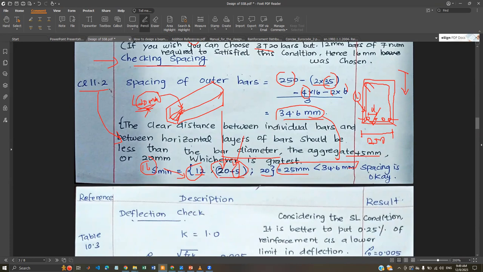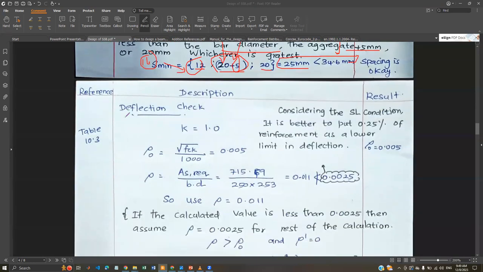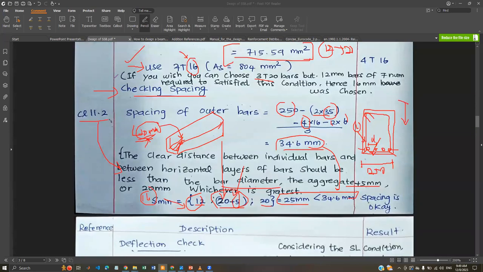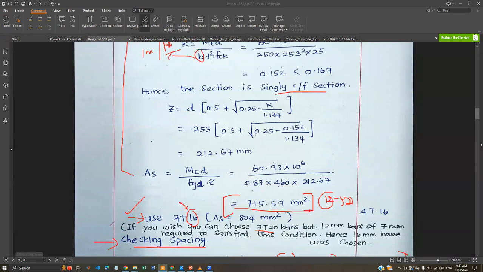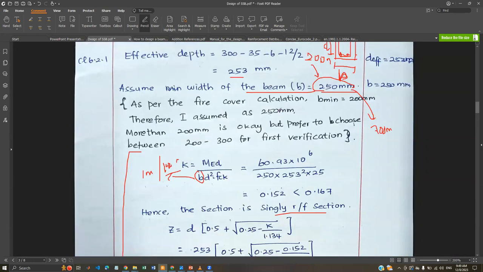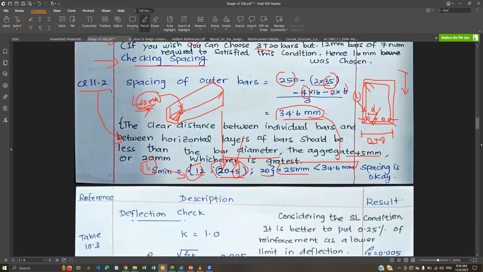You are going to do the design, so try to understand the things. Okay, that's fine. Now the next issues, please look at from here as well, right? So I have made two assumptions. I'm going to use 16 millimeter bars and I'm going to use my width as 250 millimeter, and this satisfies up to this level, so I don't have any issues so far.